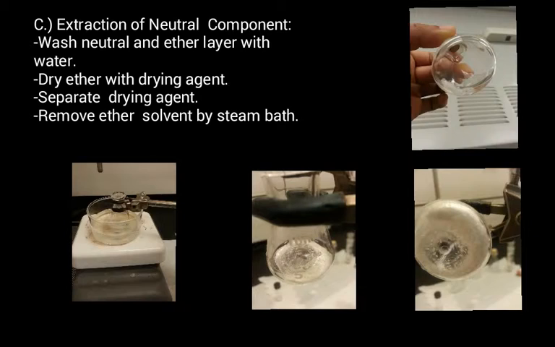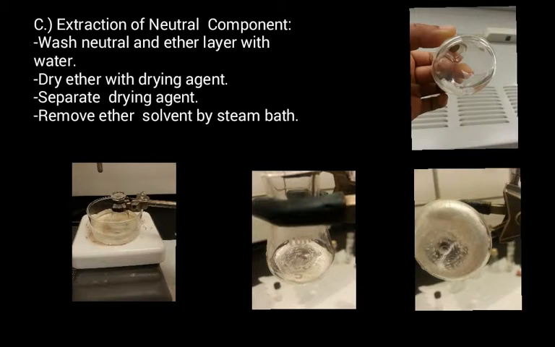Part C. Extraction of neutral components. First, the student had to wash the neutral and ether layer with water. The student added H2O into the ether layer to make sure that the water molecules bonded to each other. The water molecules are less polar to the organic compound. That means that they would bond to the other water molecules because they were more polar.